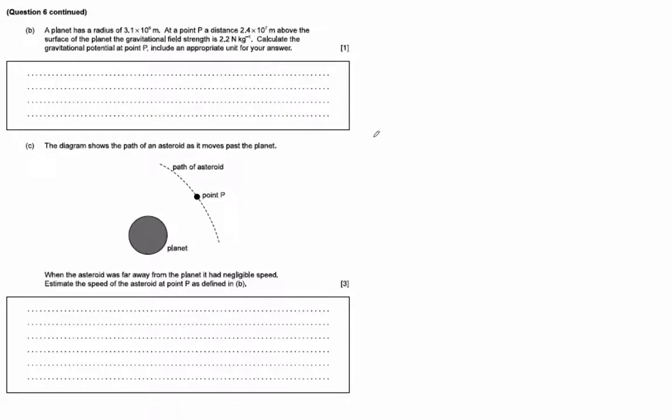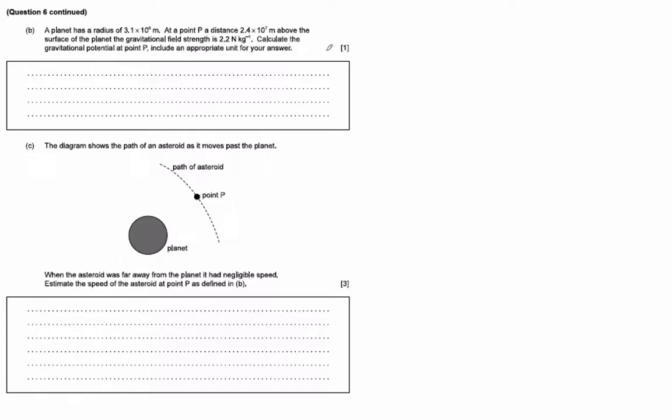Okay. A planet has a radius of 3.1 times 10 to the 6th meters. At point P, a distance of 2.4 times 10 to the 7th meters above the surface of the planet, the gravitational field strength is 2.2 newtons per kilogram. Calculate the gravitational potential at point P. Include an appropriate unit for your answer.